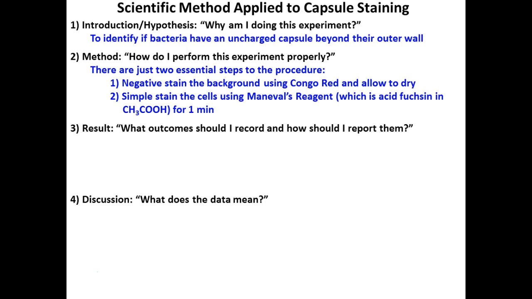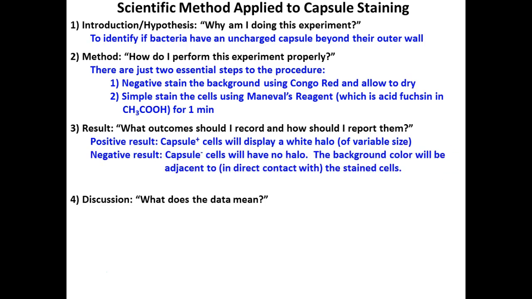Okay, what outcomes are we going to have? What are we going to be looking for? What type of results? Right, so we're going to be looking for that clear halo around the cell, between the cell and the background. And these will vary in size depending on the organisms too. Some of them are really thick, some it's very thin. Negative, no capsules. You saw in that picture, right? No halo, right? Just going to be purple cell, grayish background.